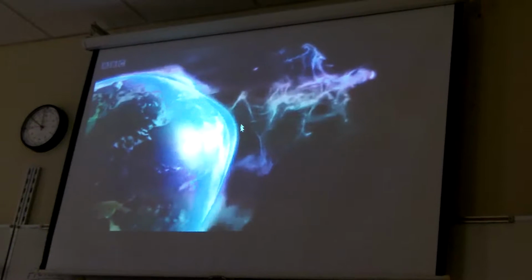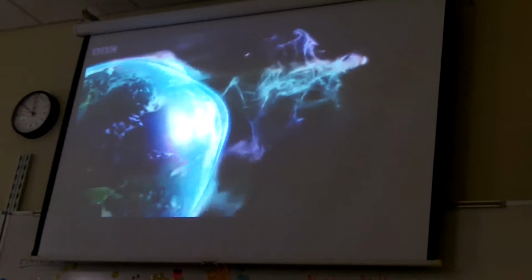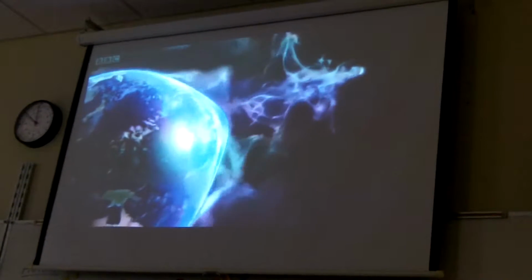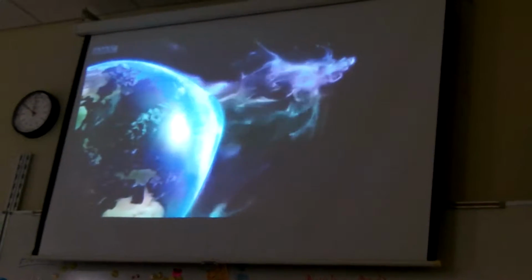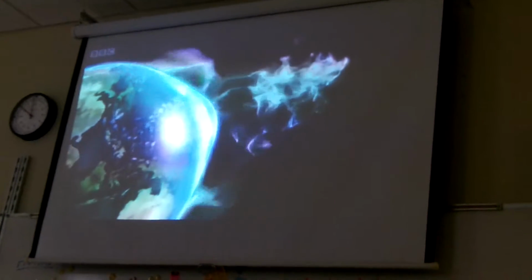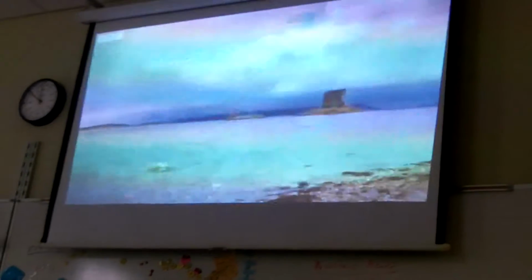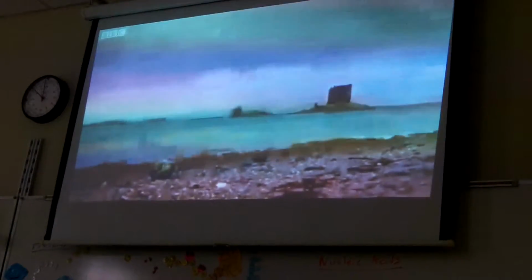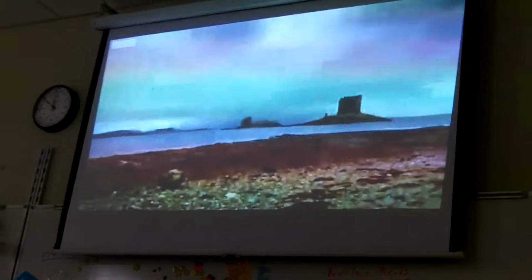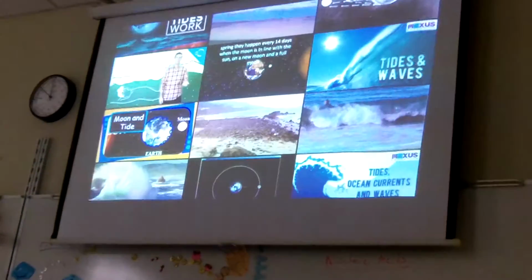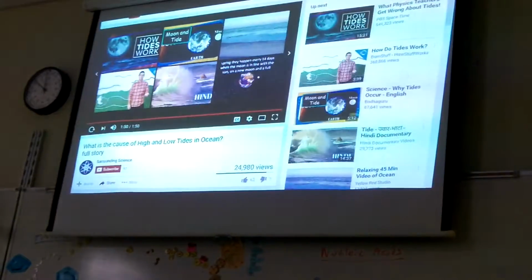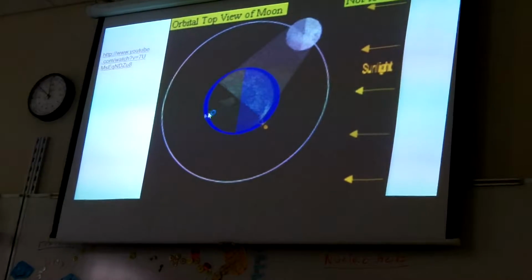Understand, it doesn't really bulge that much. They're exaggerating it. The size of the tides depends on the distance between the Earth and the moon. Cool. That showed it pretty well. Tidal bulge.